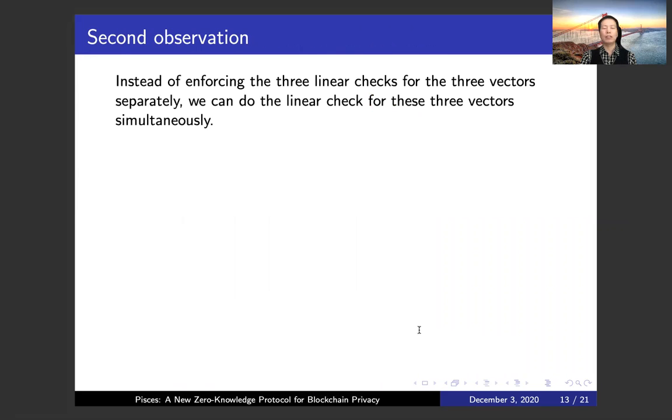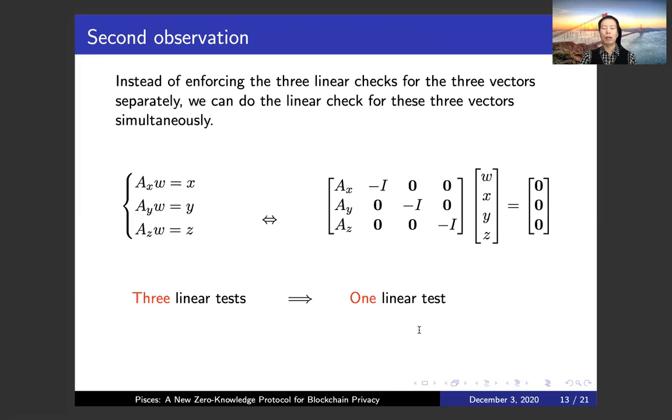And the second observation is that we still have three linear checks for the three vectors separately. So our second observation is we can do the linear check more efficiently. We can do these three vectors simultaneously. We have three linear tests in a combined form. This has just one linear test. And later we will see that if we combine the three linear tests into one linear test, the communication will be reduced to 1/3.